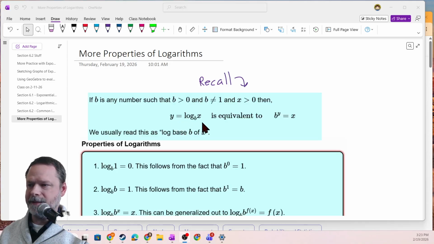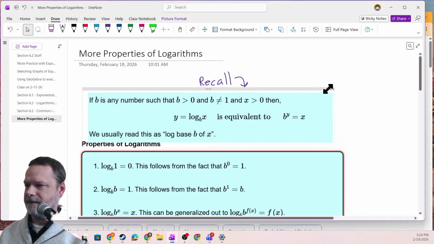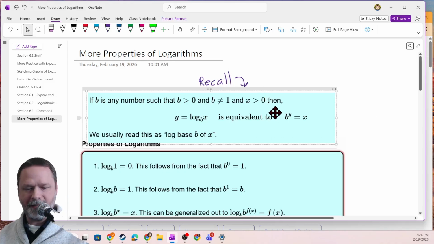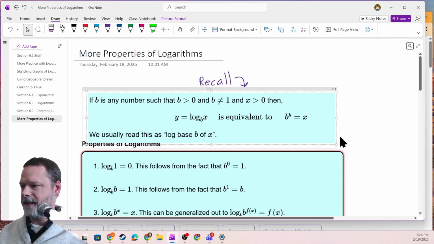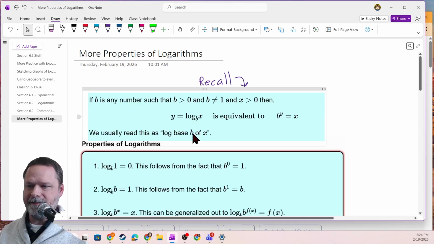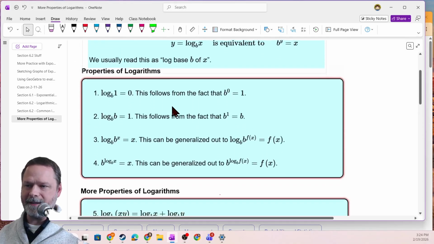Y equals log base b of x is equivalent to b to the y equals x. In fact, let's make that a little bigger. Okay, and then, maybe not. There we go. And then I have the properties of logs we went over last time, right here.